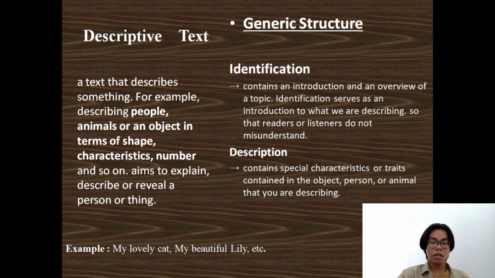For general structure, they have identification. So identification contains an introduction and an overview of a topic. Identification serves as an introduction to what we are describing so that the readers or listeners do not misunderstand. Second is description. So description contains special characteristics or traits contained in the object, person, or animal that you are describing. Example for descriptive text is my lovely cat or my beautiful lily, and etc.